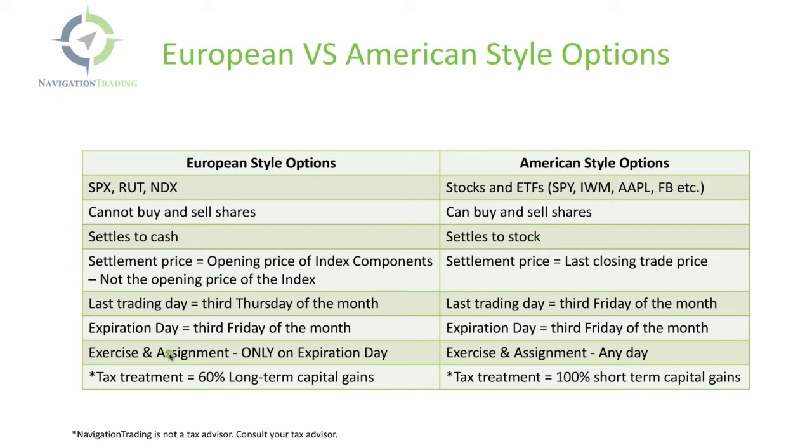Now, where is that important? If you skip down towards the bottom where you look at exercise and assignment, if you get assigned on one of these, you're getting assigned that stock, right? But with European style options, you can't get assigned, and they only are exercised after the last day of trading. So on expiration day, and they settle to cash. So if you forget about it and you just let it expire, it's just going to put that amount of cash that it's worth in your account after that expiration day, settles to cash, so you don't have to worry about assignment. Now that's important because we are trading so close to expiration.